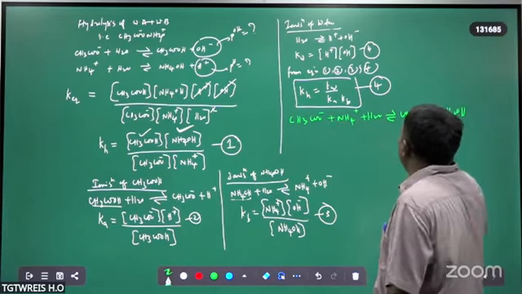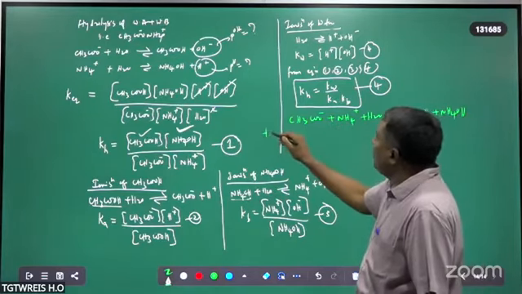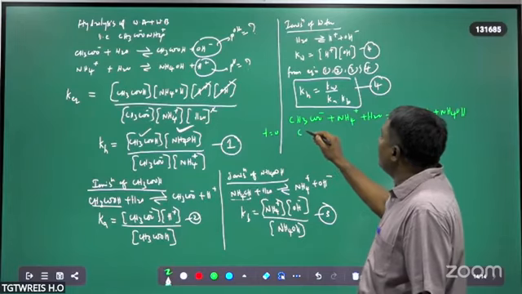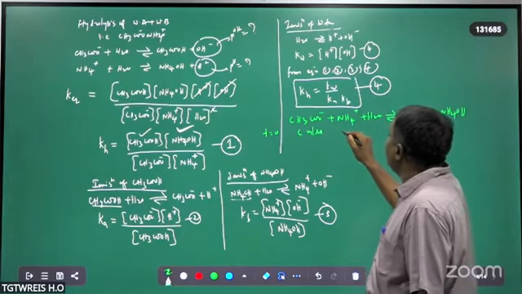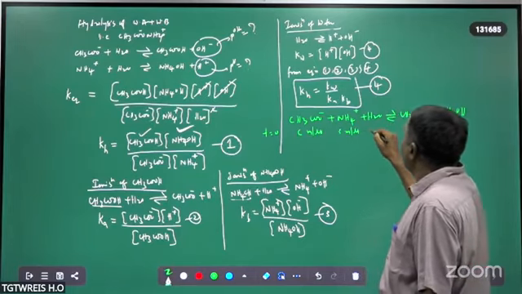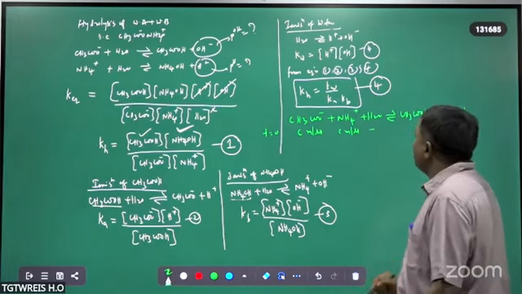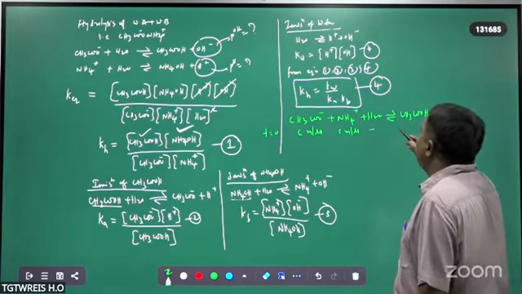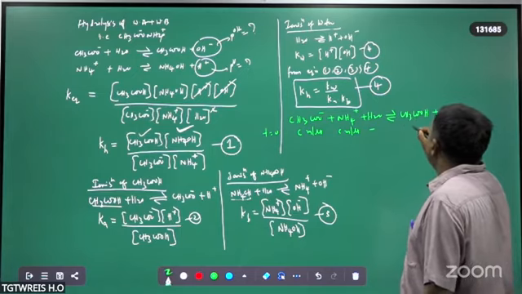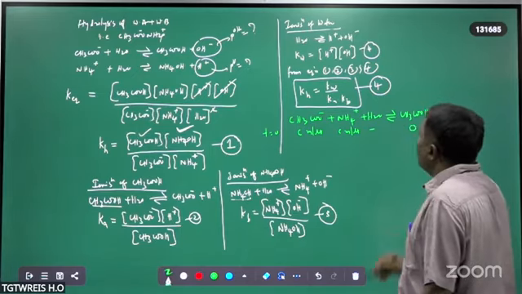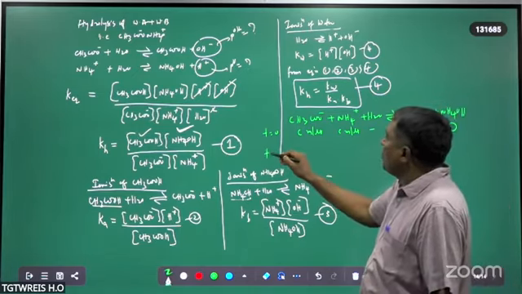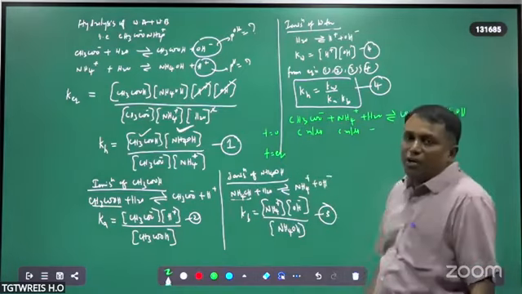CH3COOH plus NH4OH. Suppose at time t equal to 0, you take this as C moles per liter and this also C moles per liter. And this is the pure liquid water, it never affects the equilibrium constant. This is 0 initially. This is also 0 initially. After establishment of the equilibria, what will happen?